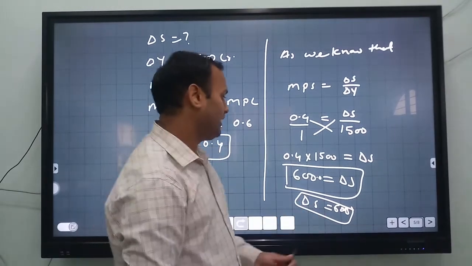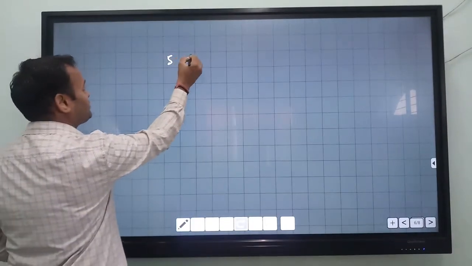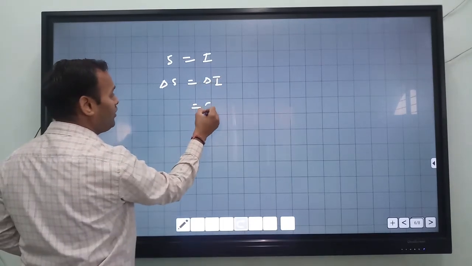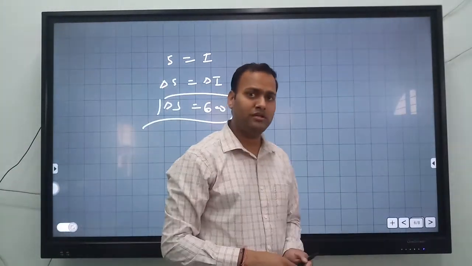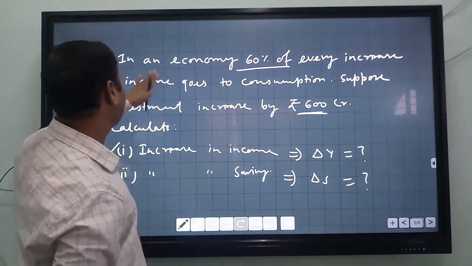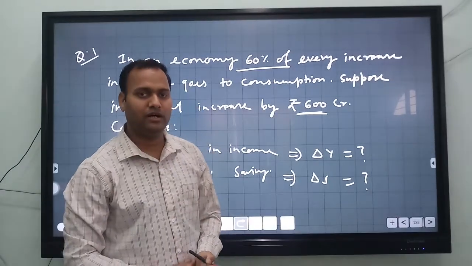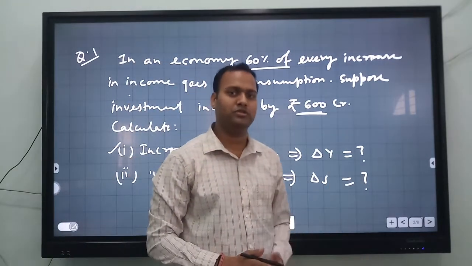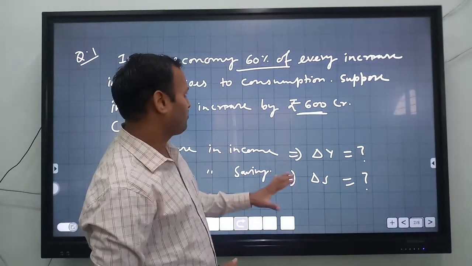Or you can see that, as you know, this kind of question we already discussed. As you know that S is equal to I, so delta S is equal to delta I, and delta I is already given as 600. So delta S is equal to 600. But in this question the equilibrium level of income is not mentioned, so we cannot directly put S is equal to I. We have to solve the equations by using the relationship between MPC and MPS. Okay, so these are different kinds of questions.